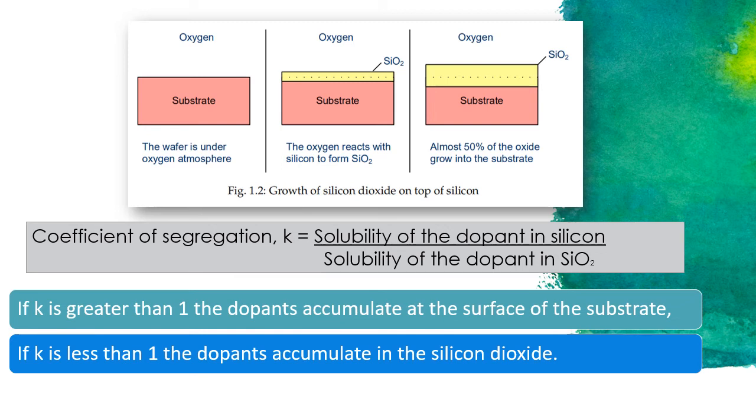In order to know the segregation coefficient, we can use the calculation: K, the coefficient of segregation, equals the solubility of the dopant in silicon divided by the solubility of the dopant in silicon dioxide. If the K value is greater than 1, the dopant accumulates at the surface of the substrate. If K is less than 1, the dopant accumulates in the silicon dioxide.